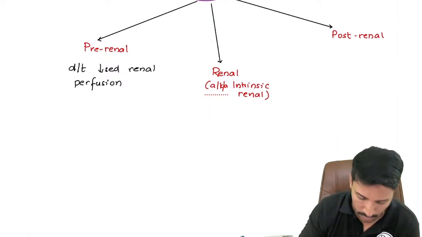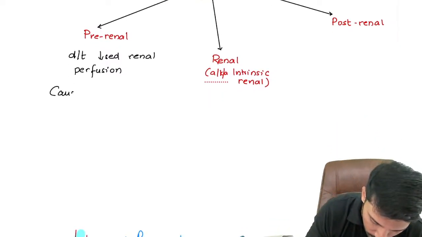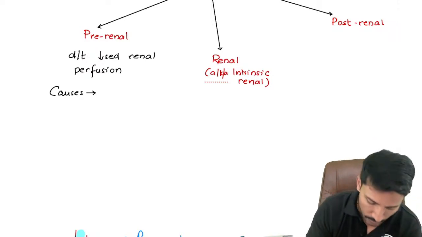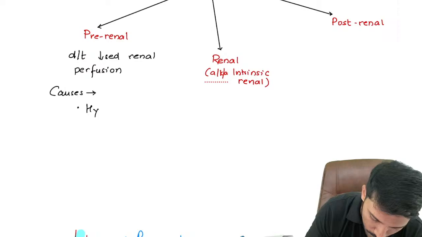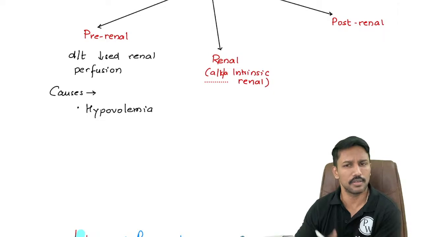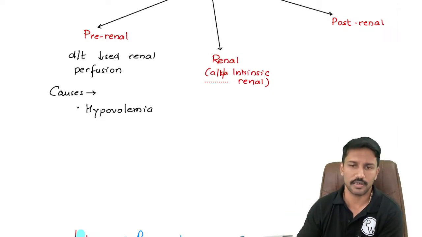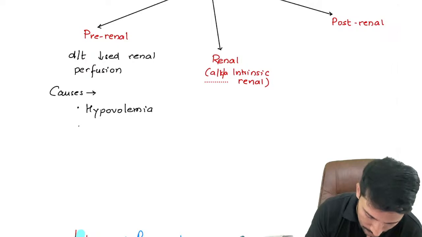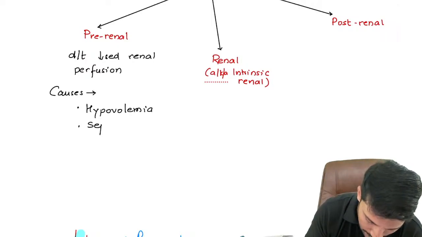Now, what are the common causes? Why does the blood flow to the kidney get compromised? What are the common causes for pre-renal AKI? One, hypovolemia, because of whatever reason: dehydration, acute gastroenteritis, or blood loss. You can mention them if you want. Then second, sepsis.